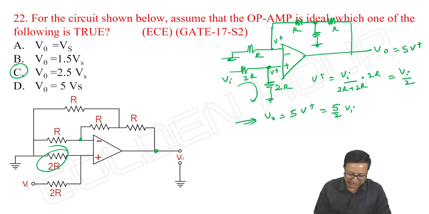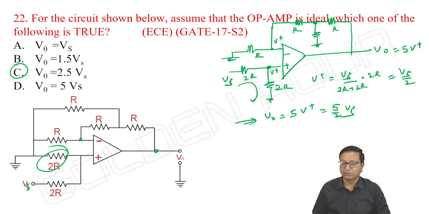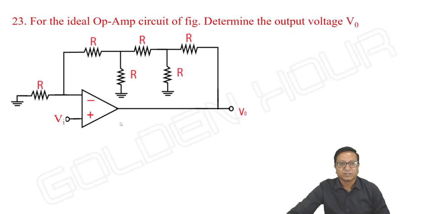Vi. Okay, there is a printing mistake. I should write here Vs. Okay, and here also it is Vs. 2.5 Vs. See how simple questions they are asking. Next.